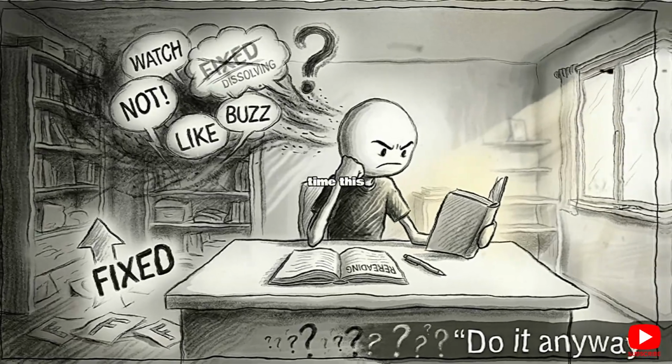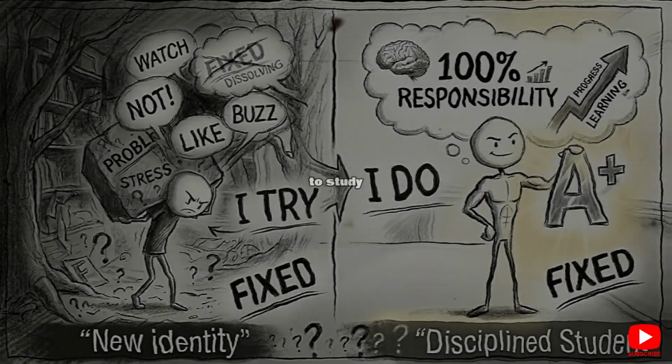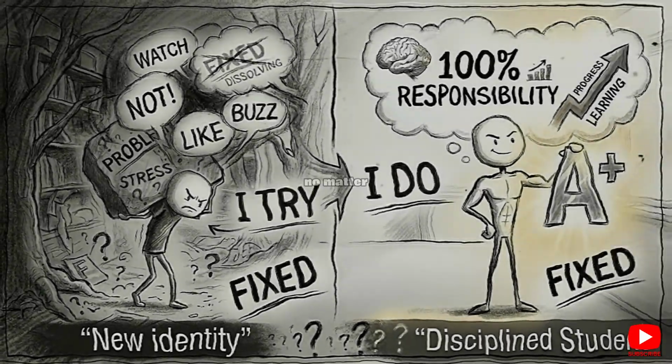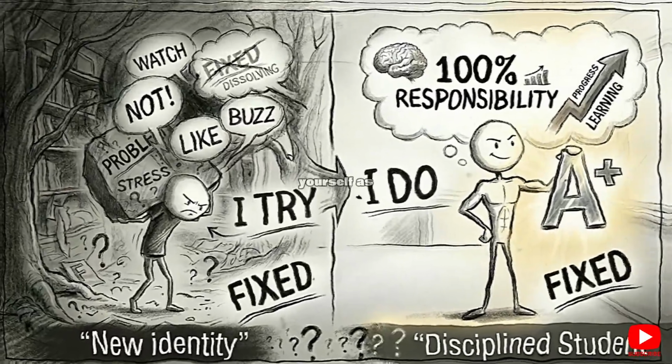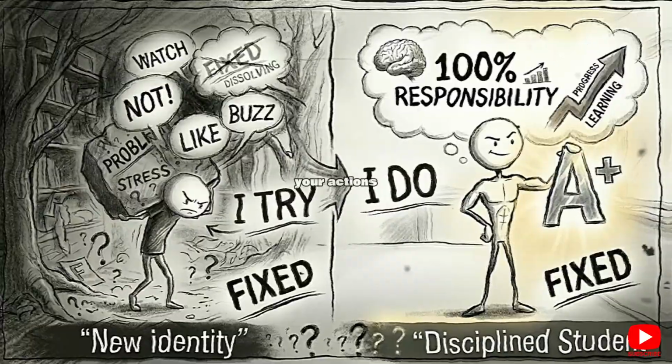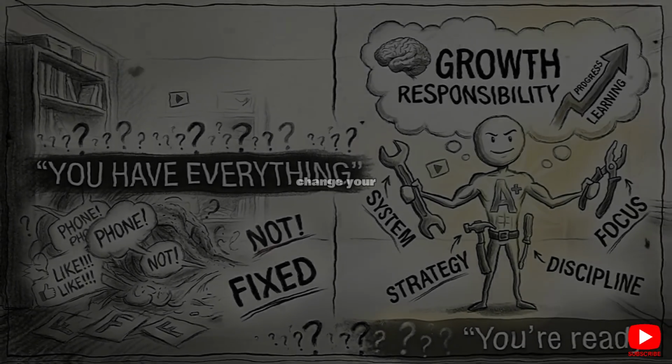And over time, this builds a new identity. You stop being someone who tries to study and becomes someone who studies no matter what. That identity shift is powerful, because once you see yourself as a disciplined student, your actions start to match that identity automatically. Right now, you have everything you need to change your results.